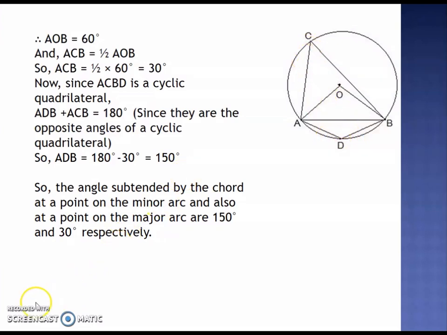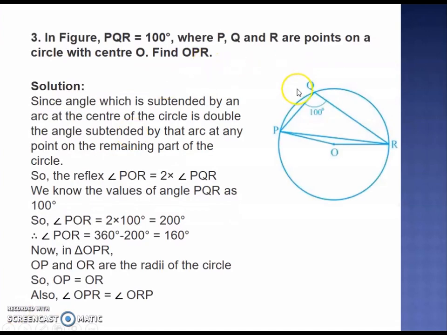In the given figure, PQR is already given as 100 degree. P, Q and R are the points on a circle with center O. You have to find OPR. So this angle OPR, this is the angle that you have to find out.